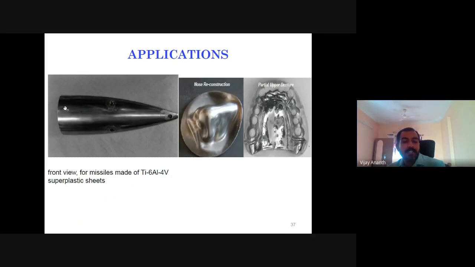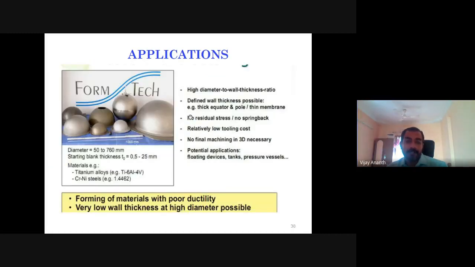And another one is these missile nose components, which are also made with plastic forming techniques. And again, face recognition, face structure, as well as implants in dental work, can also be done with this plastic forming. So these are some of the applications, as well as high diameter to wall thickness ratio. Components with very little thickness can also be formed, like a dome-like structure can be obtained through this plastic forming.